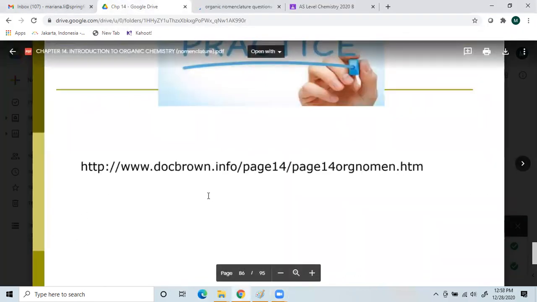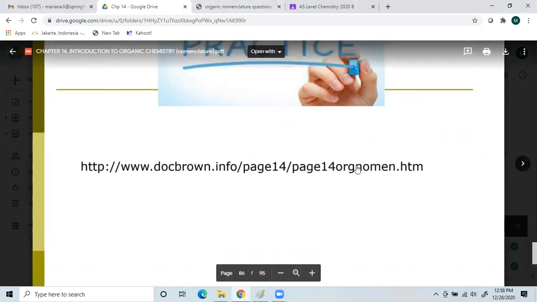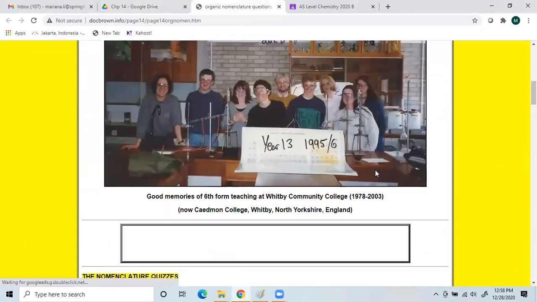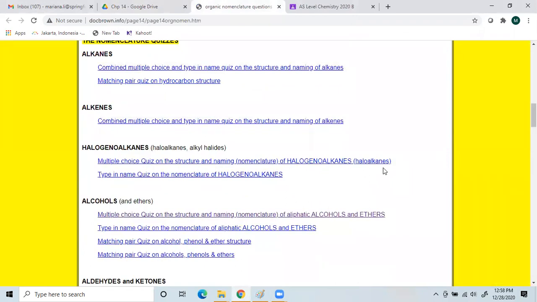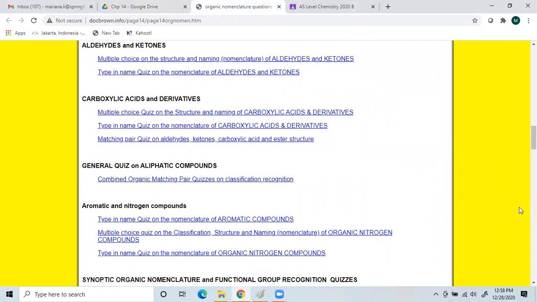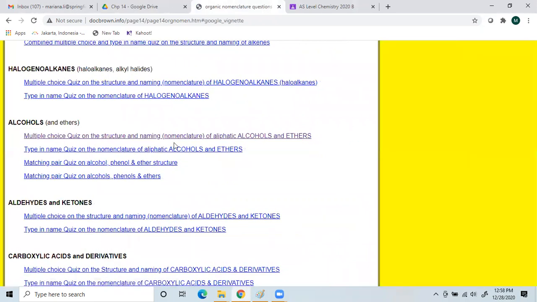Okay, look here. I also give you the link for nomenclature practice, from the website on organic nomenclature. You can see there are some available practice questions here: alcohol, aldehyde, ketone, carboxylic acid, etc. So let's say I want to see multiple choice for alcohol and ether.